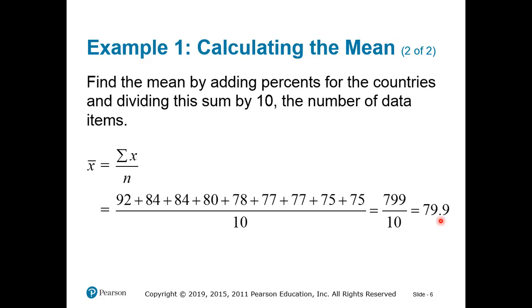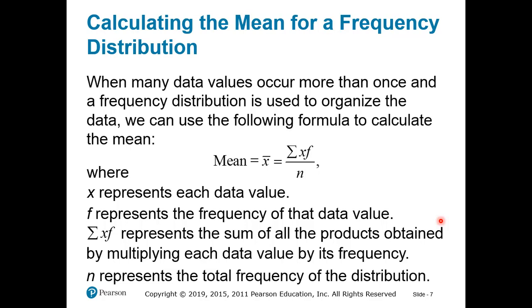So that is a measurement of center, or a central tendency. Now, what if we have grouped data, or values that occur more than once in a frequency distribution? Then we can use a different formula that will give us the same answer. The sample mean is x bar. The symbol for the mean is x bar. So we can use the sum of x divided by n.